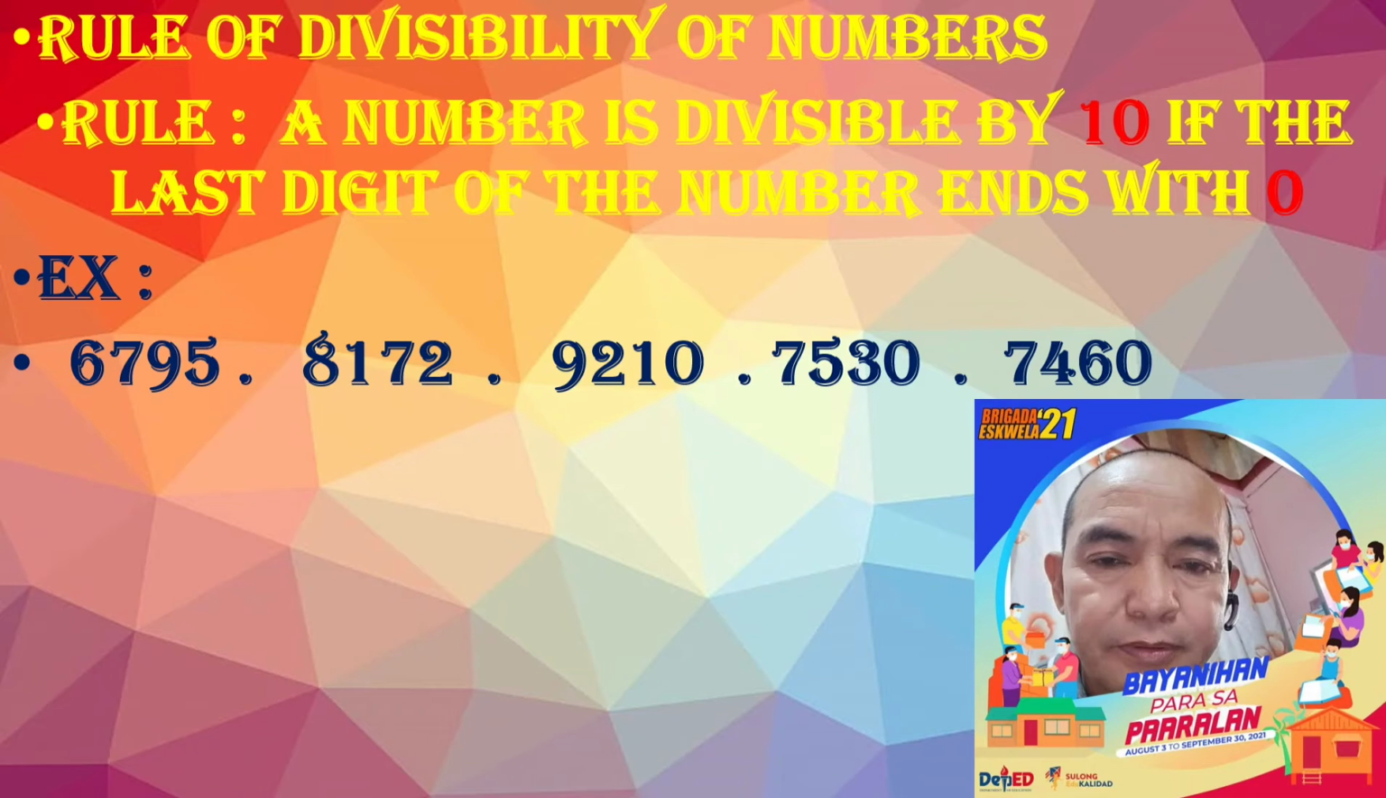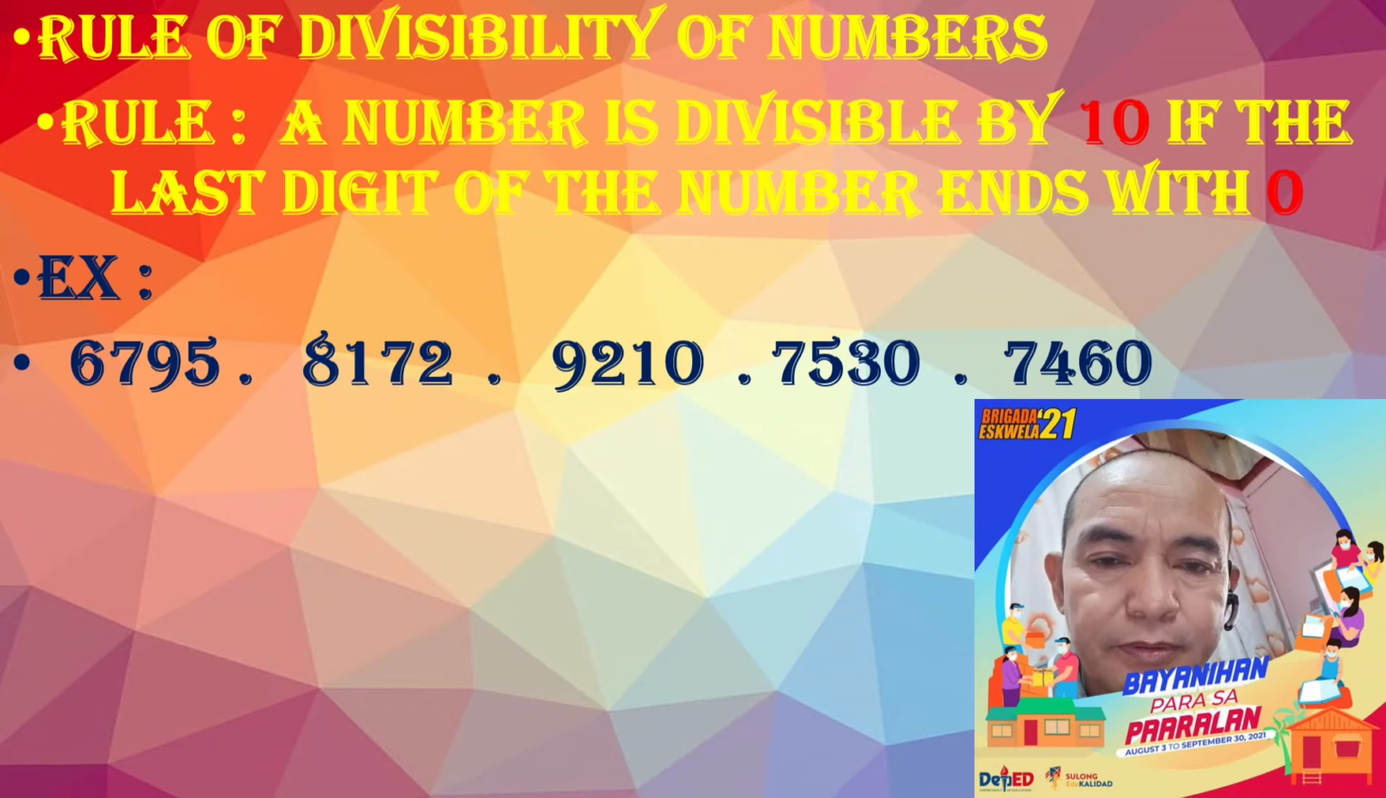It ends with 5, so it is not divisible. According to the rule, if it ends with 0, then it is divisible by 10. Next number, we have 8,172. Is this divisible by 10? No. A big no, because it ends with 2. Only numbers ending in 0 will be divisible by 10. Next number, 9,210. It ends with 0. So automatically you will say this is divisible by 10 because it ends with 0.